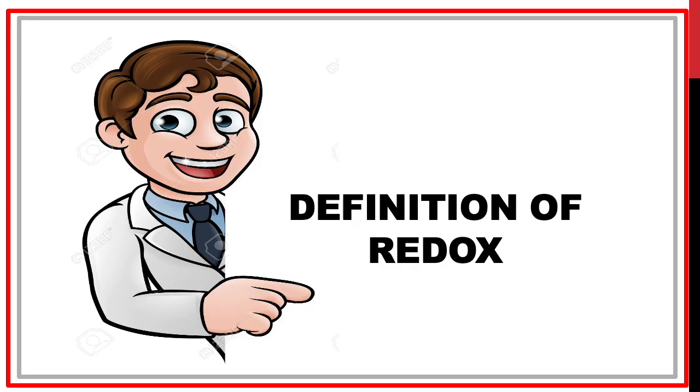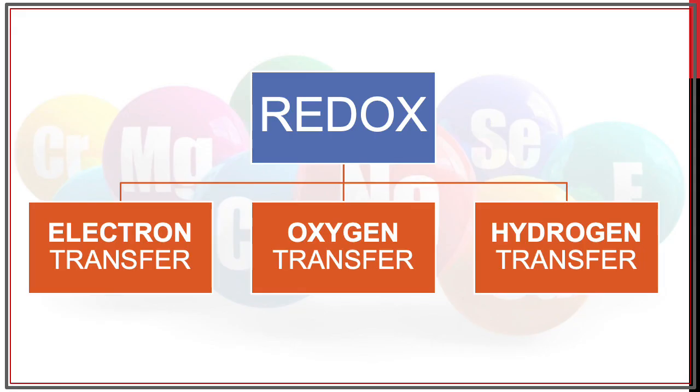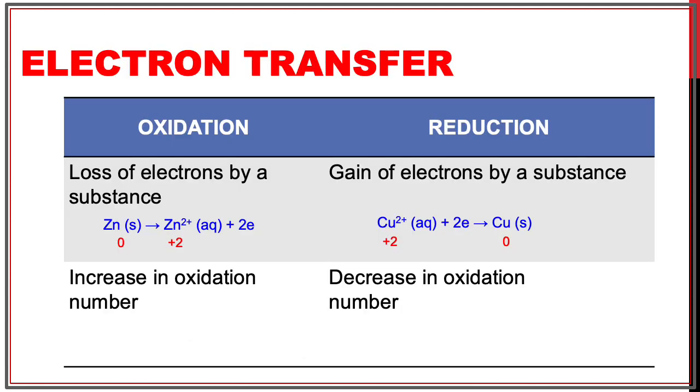Okay, now we go to the definition of redox reaction. A redox reaction can actually be defined in these 3 ways: in terms of electron transfer, oxygen transfer, and hydrogen transfer. So we can define the redox reaction in these 3 terms. For the first definition, we want to define the oxidation and reduction reaction in terms of electron transfer.